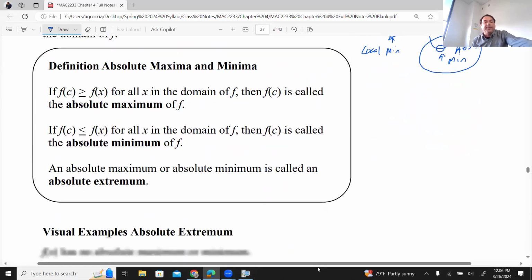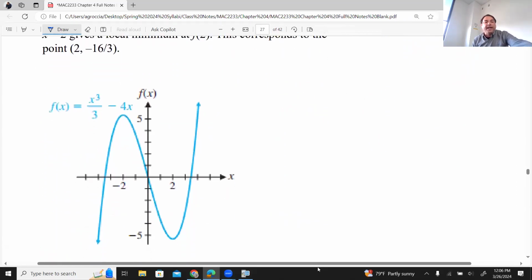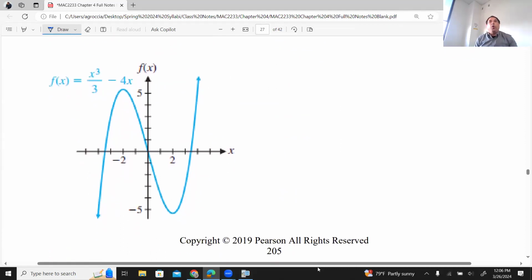Now, speaking of extrema, let's do a little practice. So here, you already have the graph. Here is your function. I'm even going to give you a hint. Instead of putting x to the third over the 3, I'm going to put 1/3 x to the 3 minus 4x.